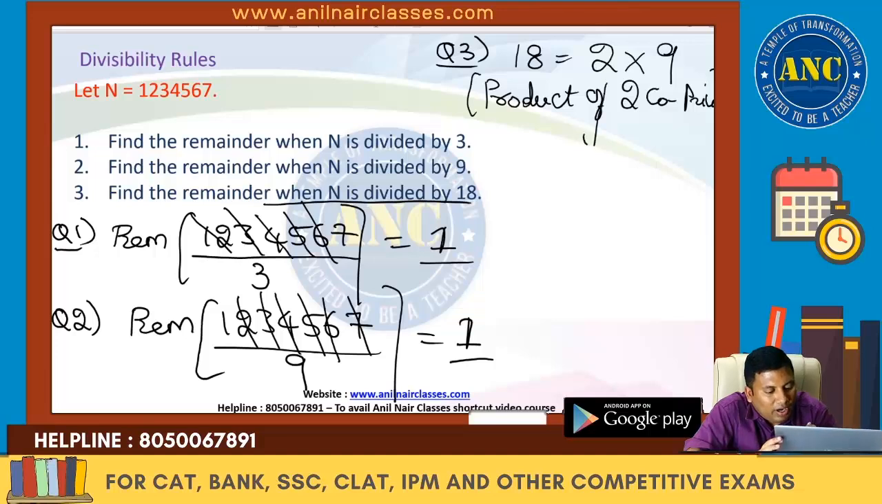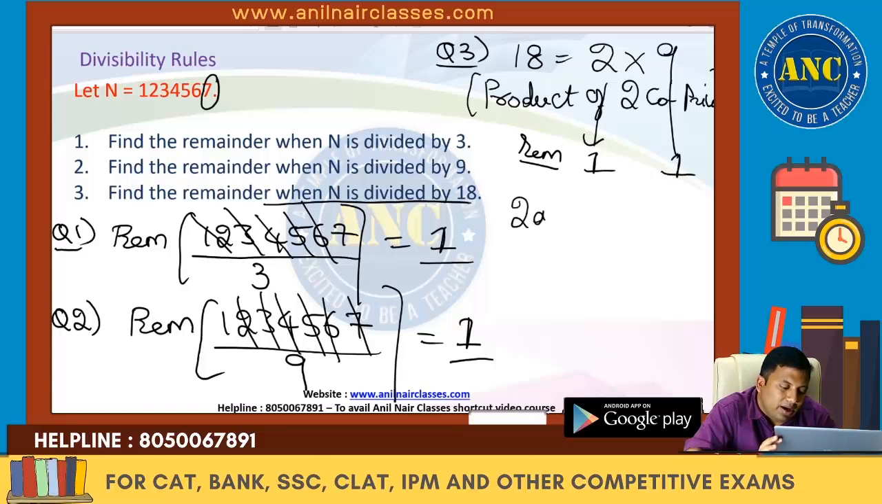Now, what is the remainder when this number is divided by 2? Unit digit should be divisible by 2. 7 divided by 2, 2 3s are 6, remainder is 1. Similarly for 9, what is the remainder? We got 1. That means a number when divided by 2 gives a remainder 1, and when divided by 9 gives a remainder 1. Both are for the same number, right?